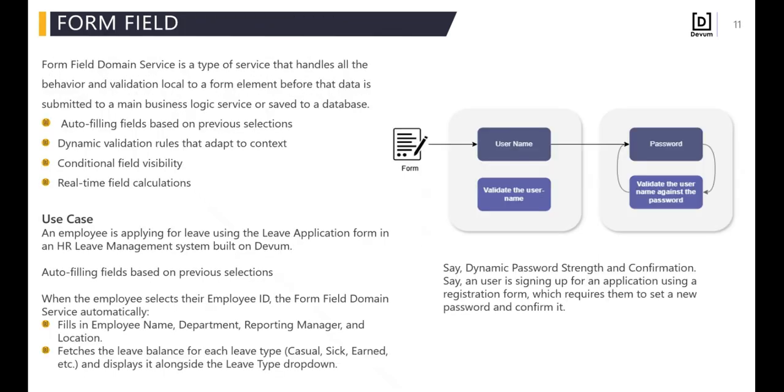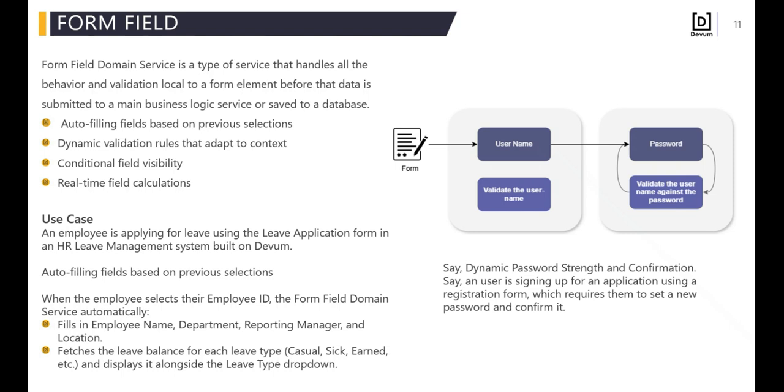Form field. Form field domain services handle everything that happens inside a form before the data is ever submitted. They manage autofilling, dynamic validations, conditional visibility, and real-time calculations, making forms smarter and more intuitive for users. For example, when an employee selects their employee ID in a leave application form, the service instantly auto-fills their name, department, reporting manager, and location.